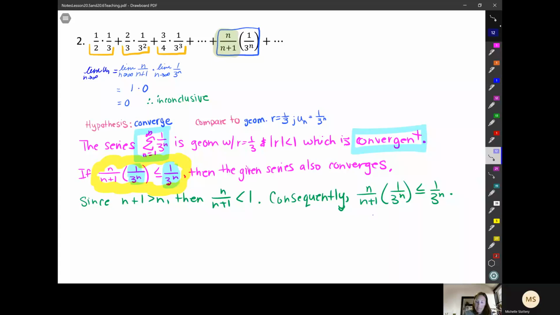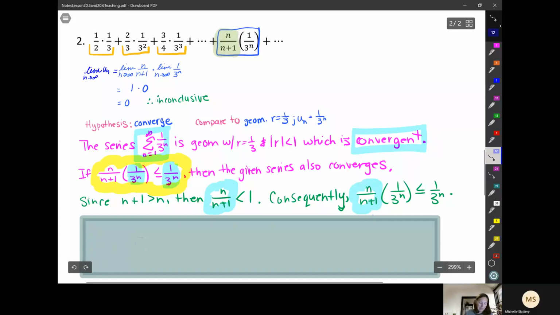Consequently, when I take a number that is less than 1 and I multiply it by something, it's going to give me a number that was less than the original value. And that's what I wanted to prove. All right, so I did it. So I can write out my final statement.